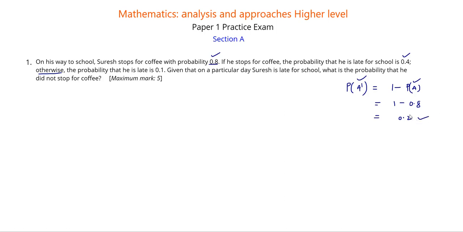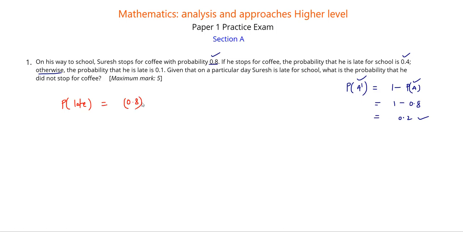Now, in total there are two cases. He can be late to the school in two ways. One, if he stops for the coffee. Two, if he does not stop for coffee. Let's try the total probability now. The probability that he is late to the school is equal to case 1.